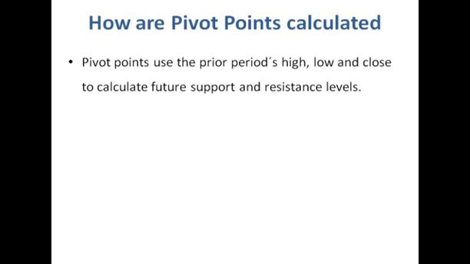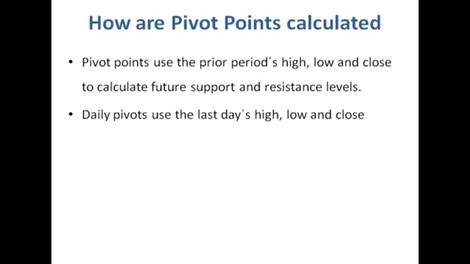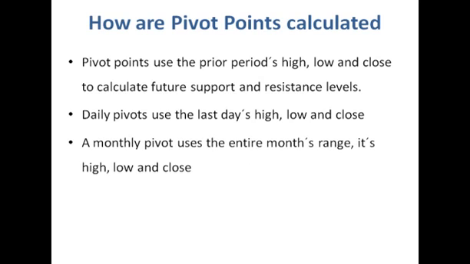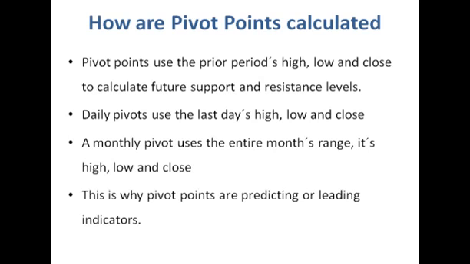Now, how are pivot points calculated? Pivot points use the prior period's high, low, and close to calculate future support and resistance levels. Daily pivots use the last day's high, low, and close. A monthly pivot uses the entire month's range, its high, low, and close. This is why pivot points are predicting or leading indicators.